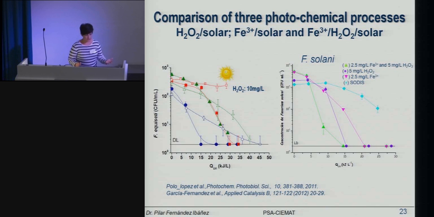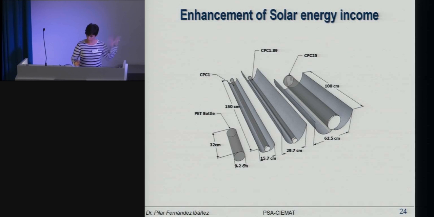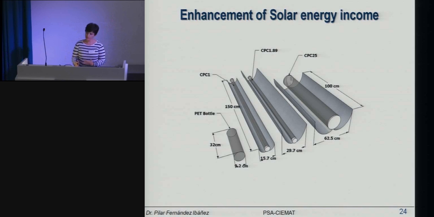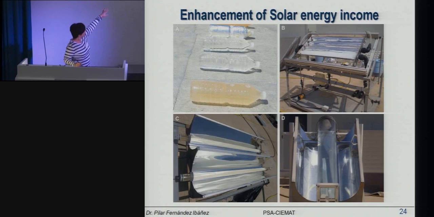How do we enhance the solar energy income using solar mirrors? You have seen a couple of pictures already. The concept of the bottle is just a flask, and if we use compound parabolic collectors, we can redirect all the UVA radiation into the tube. So here is an example of PET bottles or tubes that were closed. They had no circulation in these pictures. They were just covered with caps and with solar CPC mirrors behind.